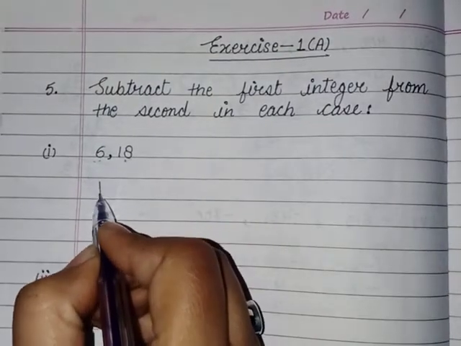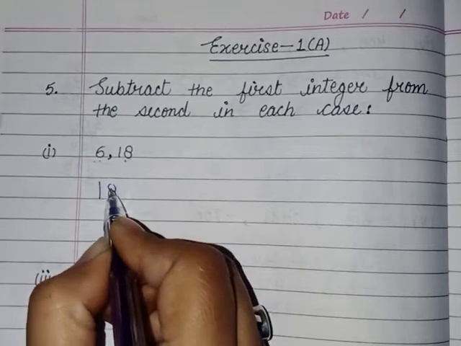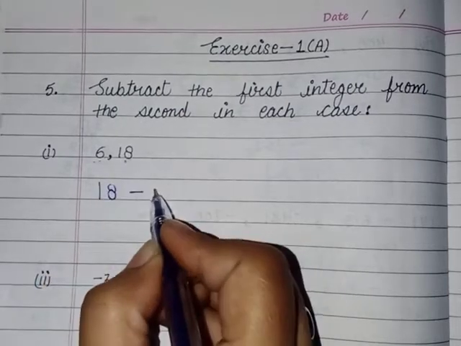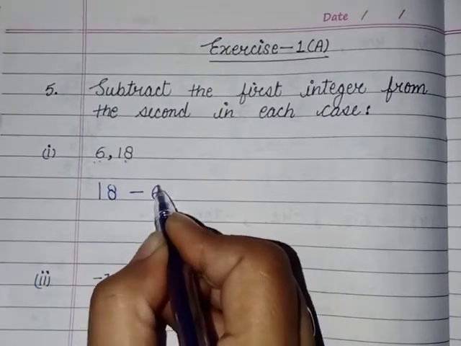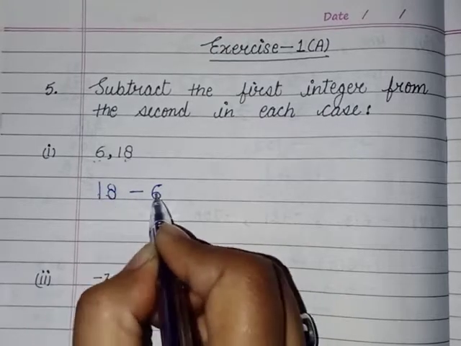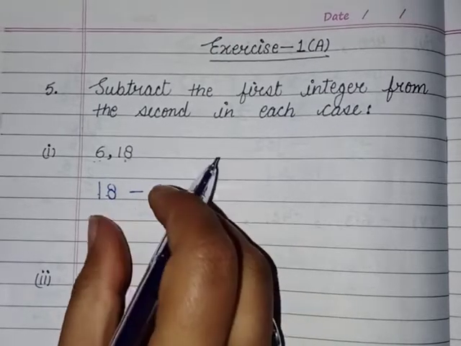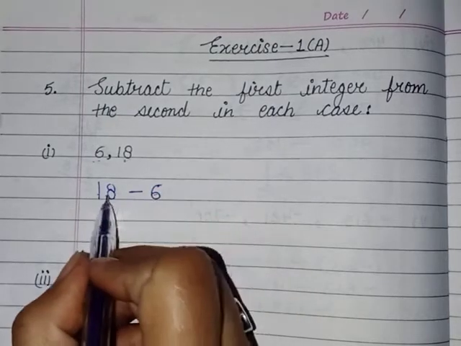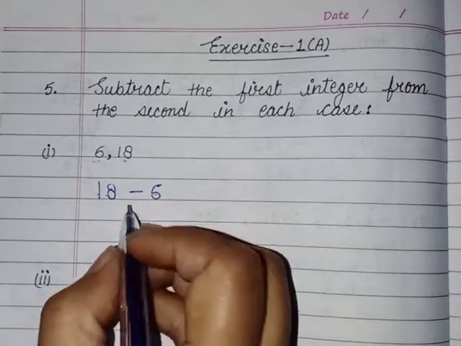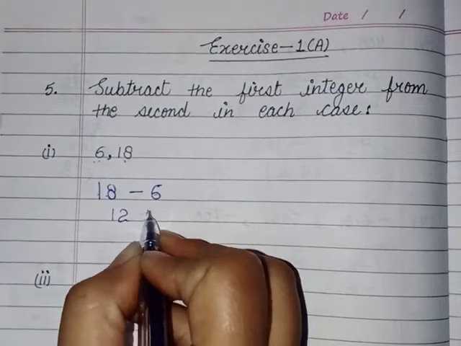So put 18 and then subtract this integer, 6. The sign of both the numbers is different. This is plus and this is minus. So these numbers will be subtracted. 18 minus 6 is 12. So this is your answer.